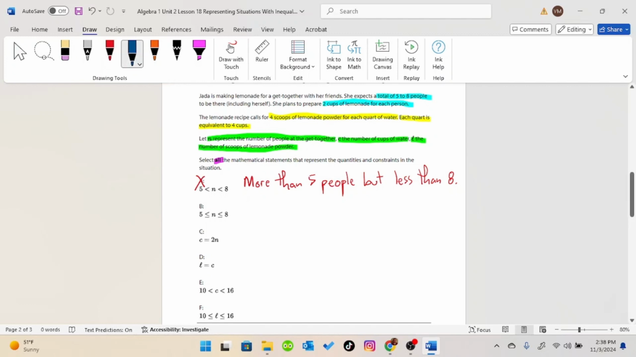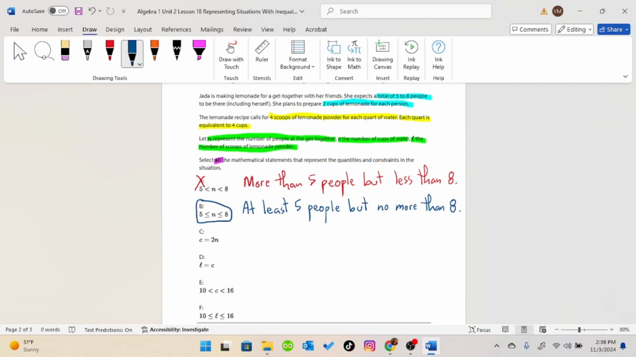B, on the other hand, because it has the less than or equal to symbol, says at least 5 people but no more than 8. This one is correct because it includes 5 and 8.